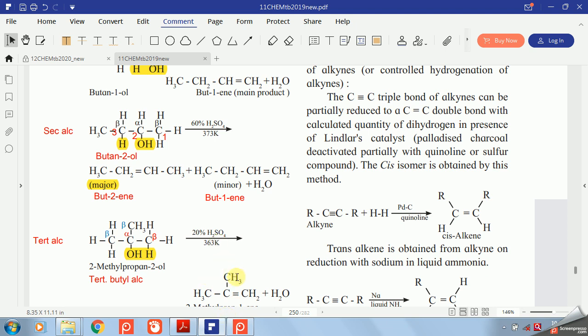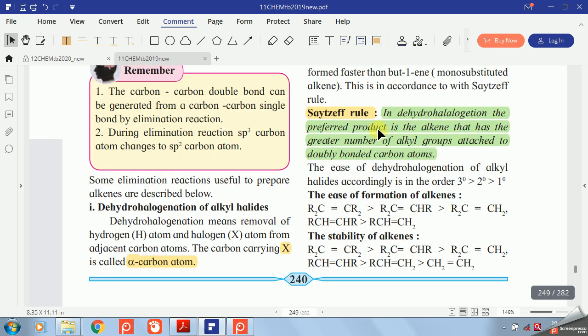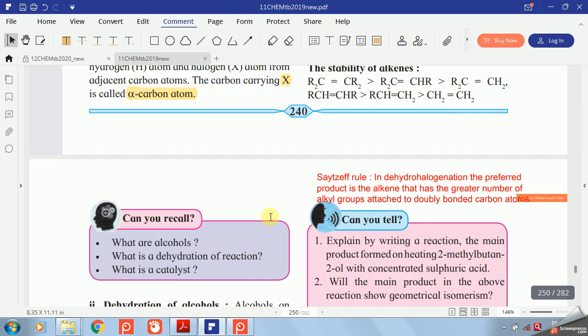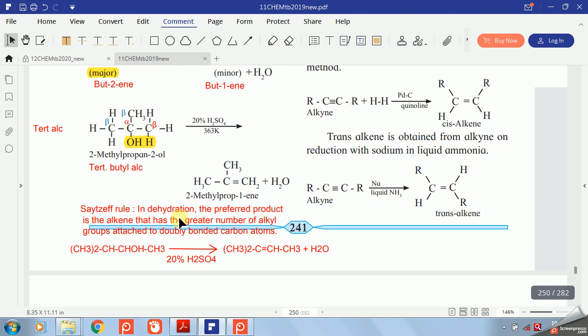Here you already learned the Saytzeff rule related to dehydrohalogenation of alkyl halide, but now we have to learn the rule related to this in case of dehydration. So our reaction is removal of water, so dehydration. If there are multiple beta hydrogens, then the preferred product is that alkene which has the greater number of alkyl groups attached to the doubly bonded carbon atoms.